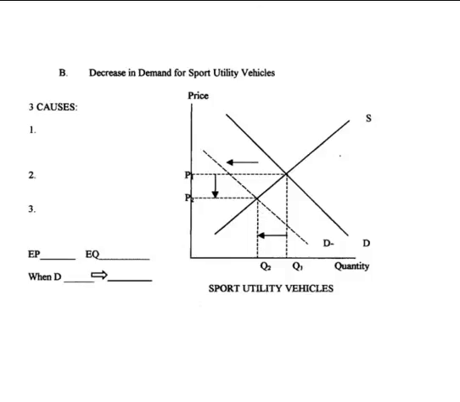Let me say that again. When demand decreases, it causes equilibrium price to fall and equilibrium quantity sold to fall. Since price falls, we move along the supply curve downward to a new lower quantity supplied.